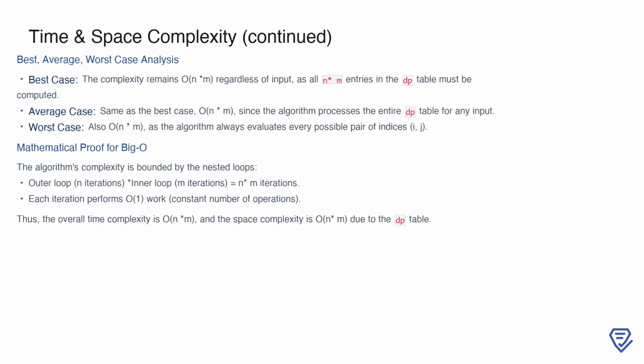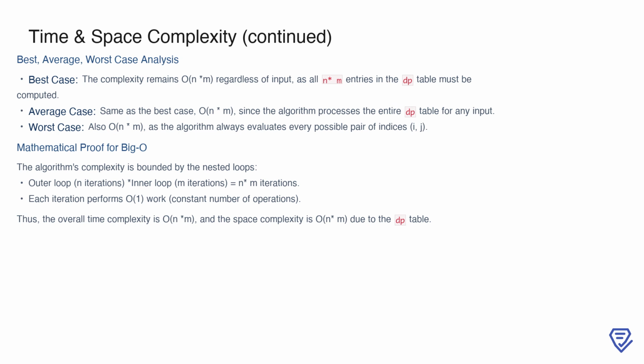Finally, let's analyze the best, average, and worst cases for our algorithm. Regardless of the input, the complexity remains O(n*m), because the algorithm always needs to compute all n*m entries in the DP table. This is true for the best case, the average case, and the worst case scenarios.